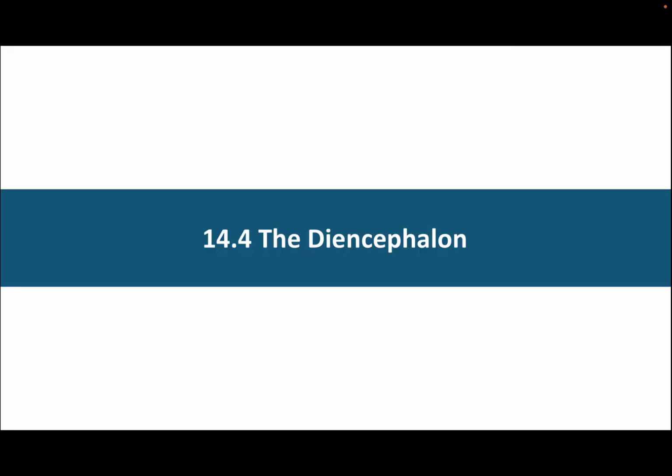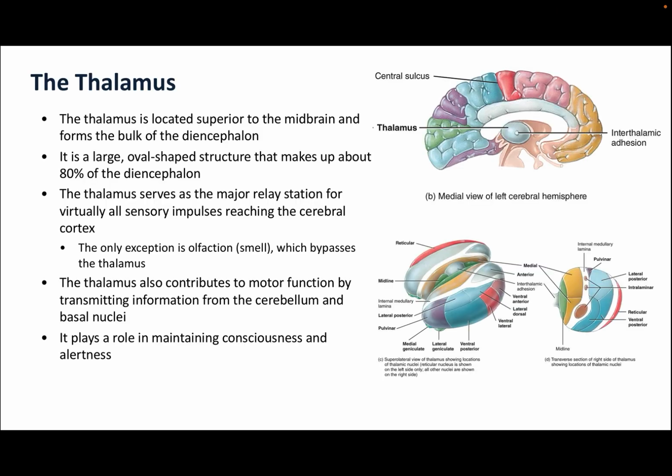So, moving on then to the diencephalon, starting with the thalamus. This is going to be located superior to the midbrain and is going to take up the vast majority of the diencephalon. We're looking at like 80% or so of the diencephalon being taken up by the thalamus.